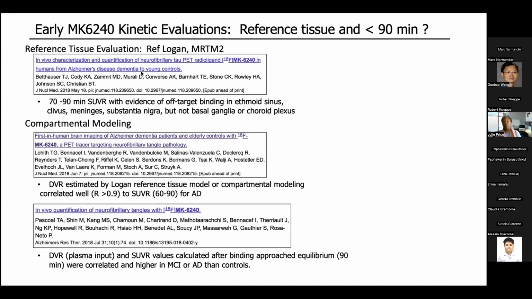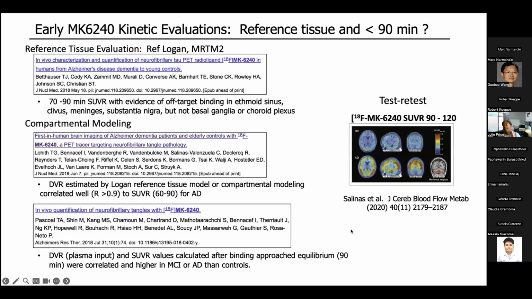What should the gold standard be? Should it really be arterial anymore? There was a combination of early studies that indicated 70 to 90 minute SUVR, 60 to 90 minute SUVR. Test-retest data was being presented, but what was becoming evident was that, although you don't see the putamen uptake off-target signal at these time periods, there was some halo of radioactivity that some subjects exhibited and others did not.